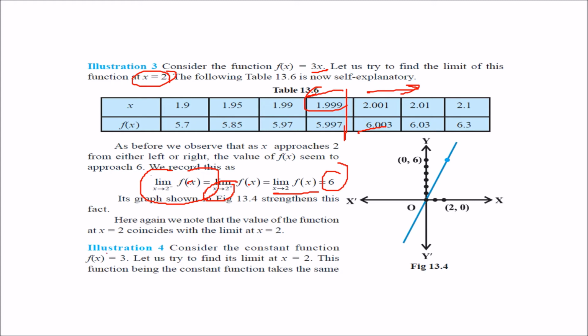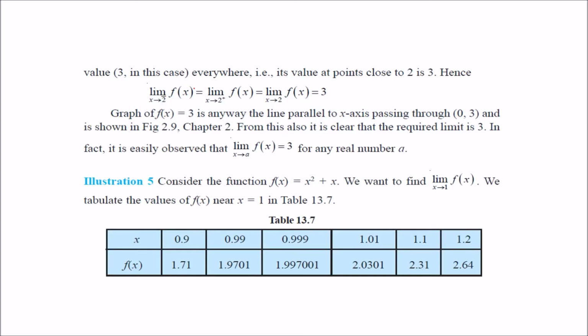Now the constant function f(x) equal to 3, and we have to find the limit at x equal to 2. A constant function will always give the value 3, whichever value you place. So even if you place 2 minus or 2 plus, you are going to get the value 3. So the left hand limit, right hand limit and the actual limit give you the value 3. So here also the limit exists.